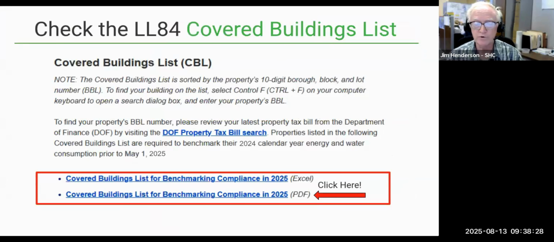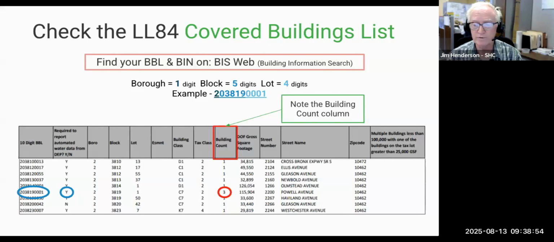A few pointers about the list. To search for your building, you would use your property's borough, block, and lot number, also known as a BBL. To search, select Control F, as in Frank, on your keyboard. For your Mac users, that's Command F. Enter your 10-digit borough, block, and lot number, or BBL. If you don't know your BBL, use BISWeb, the Building Information System website, or ZoLa, New York City's zoning and land use map, to look up your property. We'll include links to both of those platforms later on today.